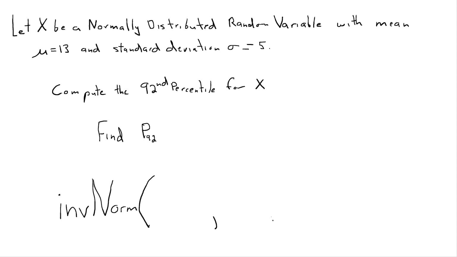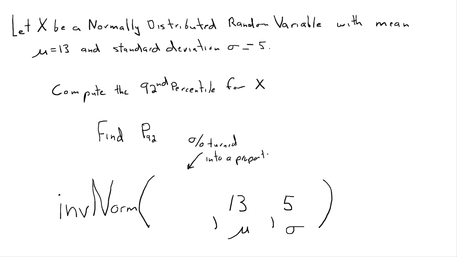Now the inverse norm is going to need to have 3 numbers. The second 2 are kind of obvious. One's going to be the mean, the other's going to be the standard deviation, so 13 and 5. The first one is going to be that percentile, or percentage, written as a proportion. So in this case, it's going to be 0.92. And when you use the calculator to do this, you're going to find it's 20.03.